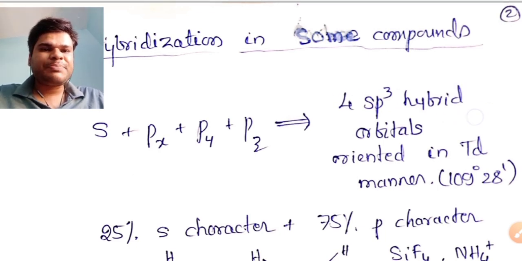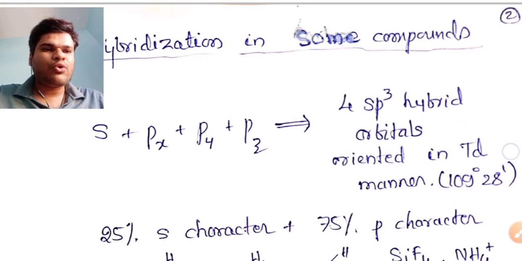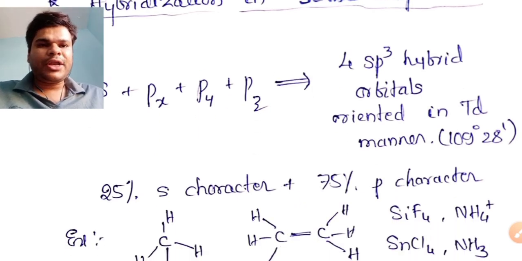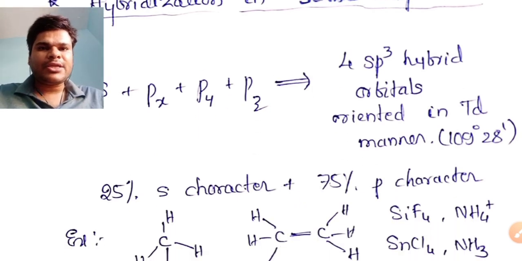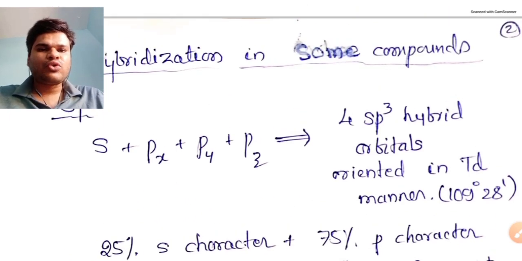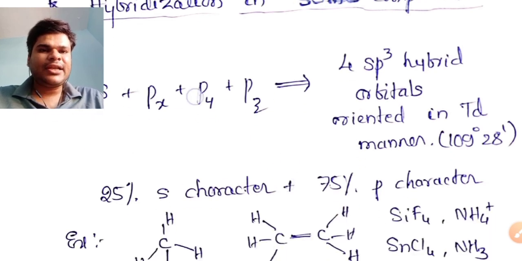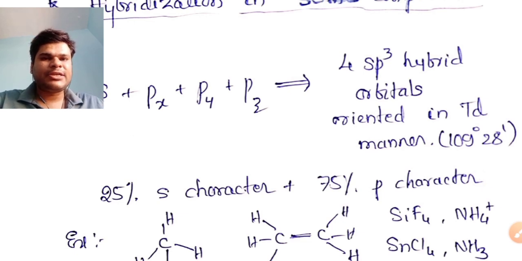For these 4 sp3 hybrid orbitals, the orientation will be the same as VSEPR requires for 4 orbitals. The orientation will be tetrahedral, and the bond angle will be 109 degree 28 minutes. And one more piece of information about important hybridizations: percentage s character and percentage p character can be calculated easily. Out of 4 orbitals, 1 is s, so therefore 25% s character. Since there are 3 p orbitals, it will be 75% p character.